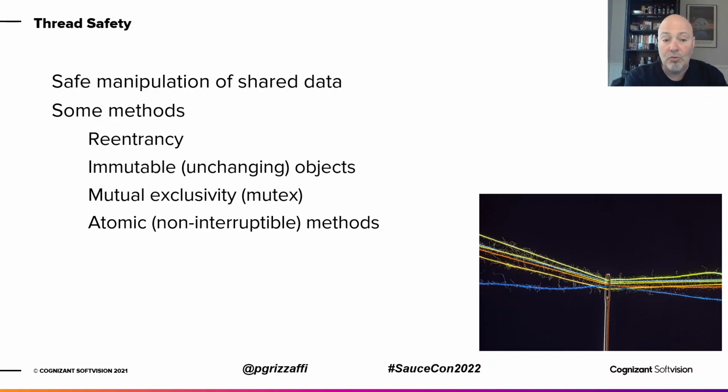Mutex, short for mutual exclusivity. The idea of creating a block of code that says this block of code can only be executed by one thread at a time. So what you effectively do is queue up other threads while your current thread is working in that block of code. Then when that thread exits that block of code, the next thread is the next candidate to go and execute that piece of code.